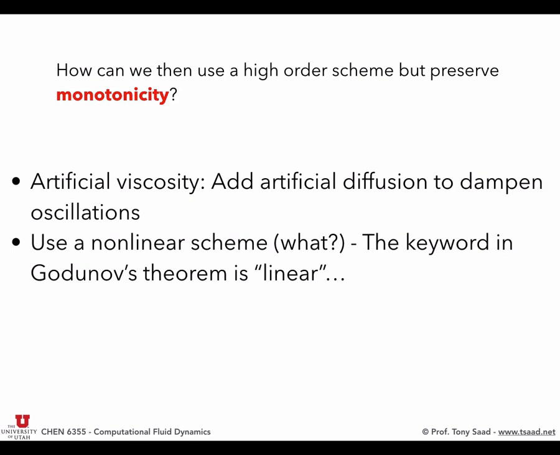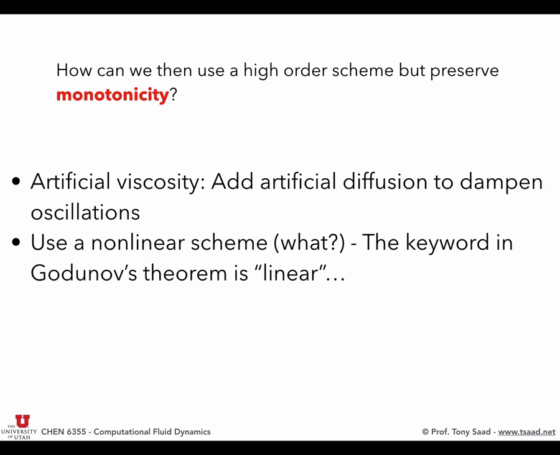The first one is to say we're going to add artificial viscosity. We're going to artificially somehow add dissipation whenever we have an oscillation. So at the sharp gradient or at the sharp interface of a shock, we're going to start seeing this dispersion. Let's kill that dispersion by adding dissipation that somehow is proportional to the gradient. And we'll see how we do that. And the other one is to use nonlinear schemes.